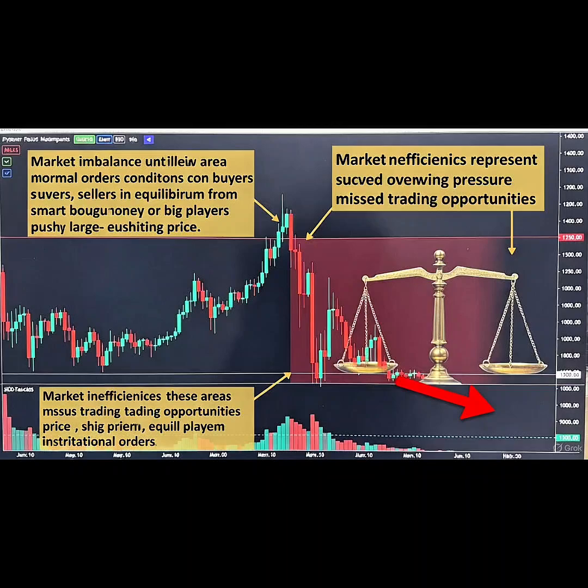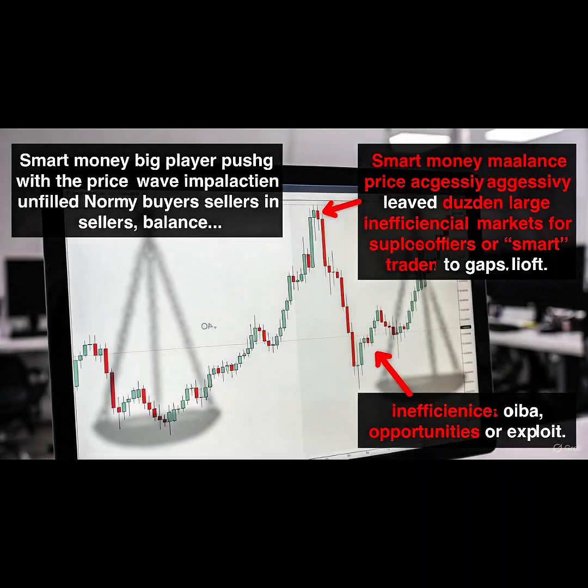First things first. In trading, the market is usually in balance when buyers and sellers are evenly matched. Price moves smoothly, candles overlap nicely, and there's fair trading at every level. But sometimes, something happens like big news or institutional buying or selling, and one side overwhelms the other. Price shoots up or down super fast. This creates an imbalance. Think of it like a scale, normally balanced, but if you dump a huge weight on one side, it tips aggressively.